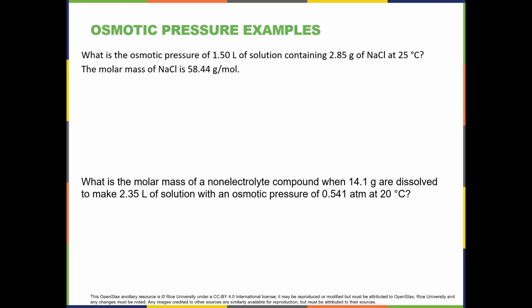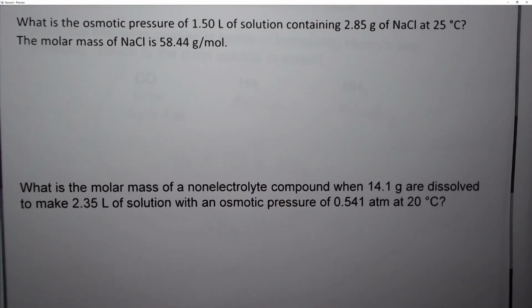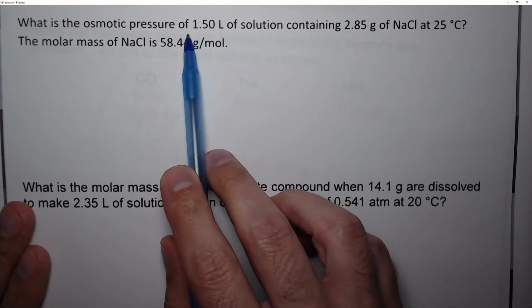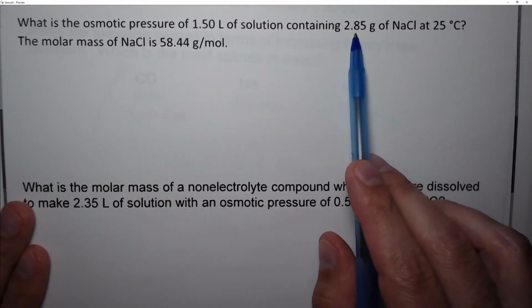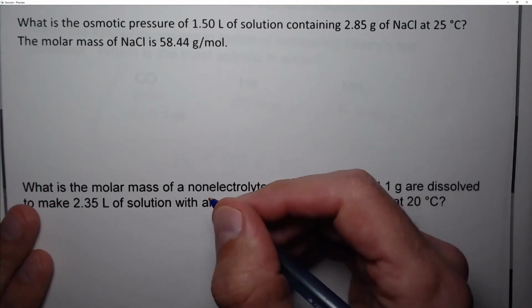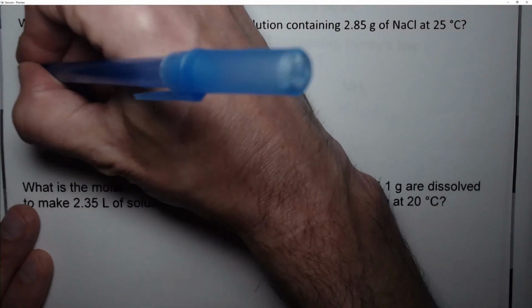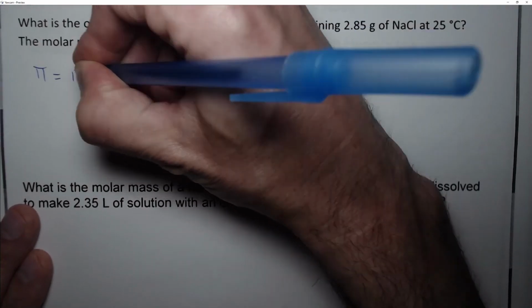So let's look at two examples where we actually solve this type of problem. These two examples are similar, but they are different ways of asking it. So let me switch over here to the camera so we can go over these examples. It says, what is the osmotic pressure of 1.5 liters of solution containing 2.85 grams of NaCl at 25 degrees C? And it gives us the molar mass of NaCl. So in order to find the osmotic pressure, we need to use the equation pi equals iCRT.